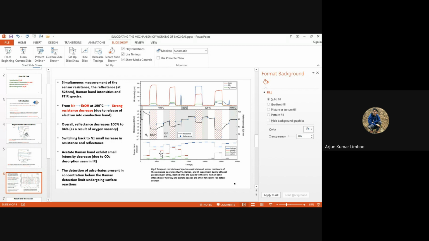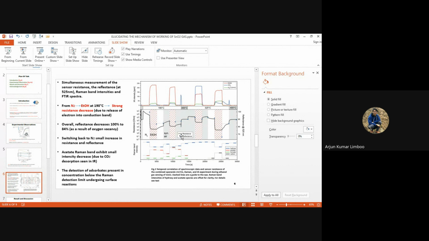And if we look closely at the Raman intensity band, the acetate intensity has slightly decreased, and this is caused by the formation of CO2 gas on the surface, which has been detected by the IR intensity. And if we change the environment to air, then the resistance has increased again, and the reflectance has also increased. In the Raman intensity band, we can see that the acetate has decreased, and a new green line has formed, which is known as formate.